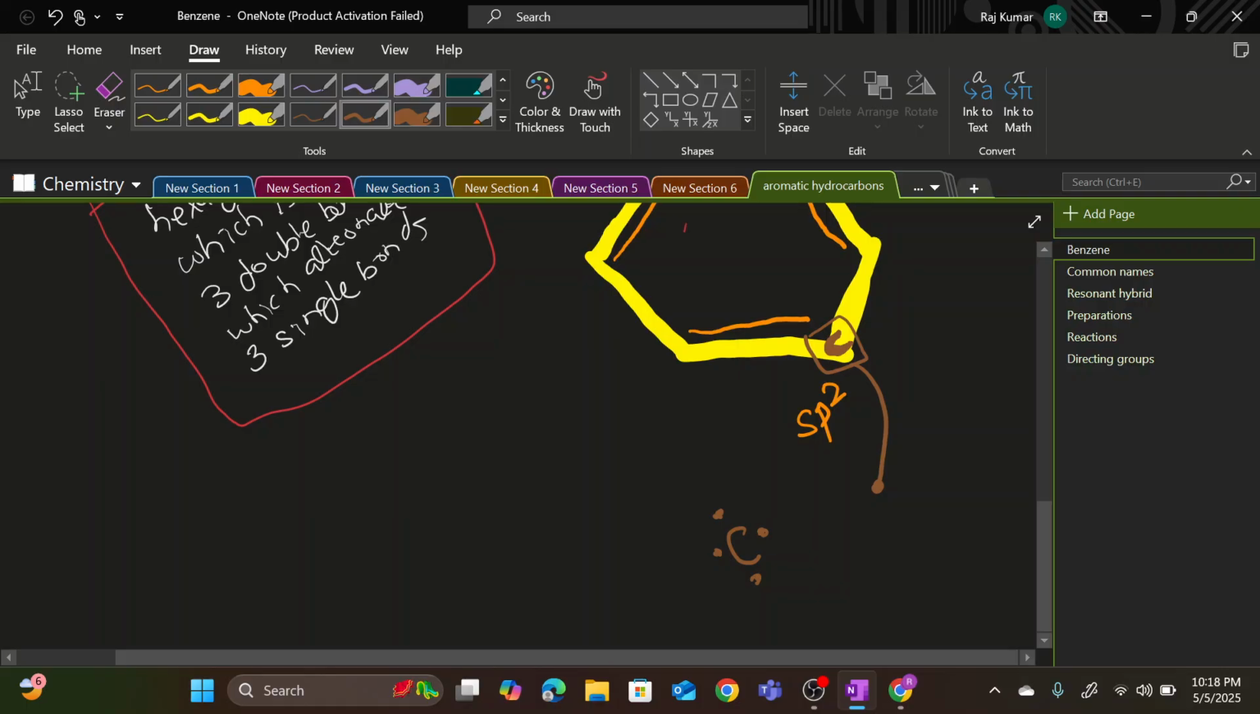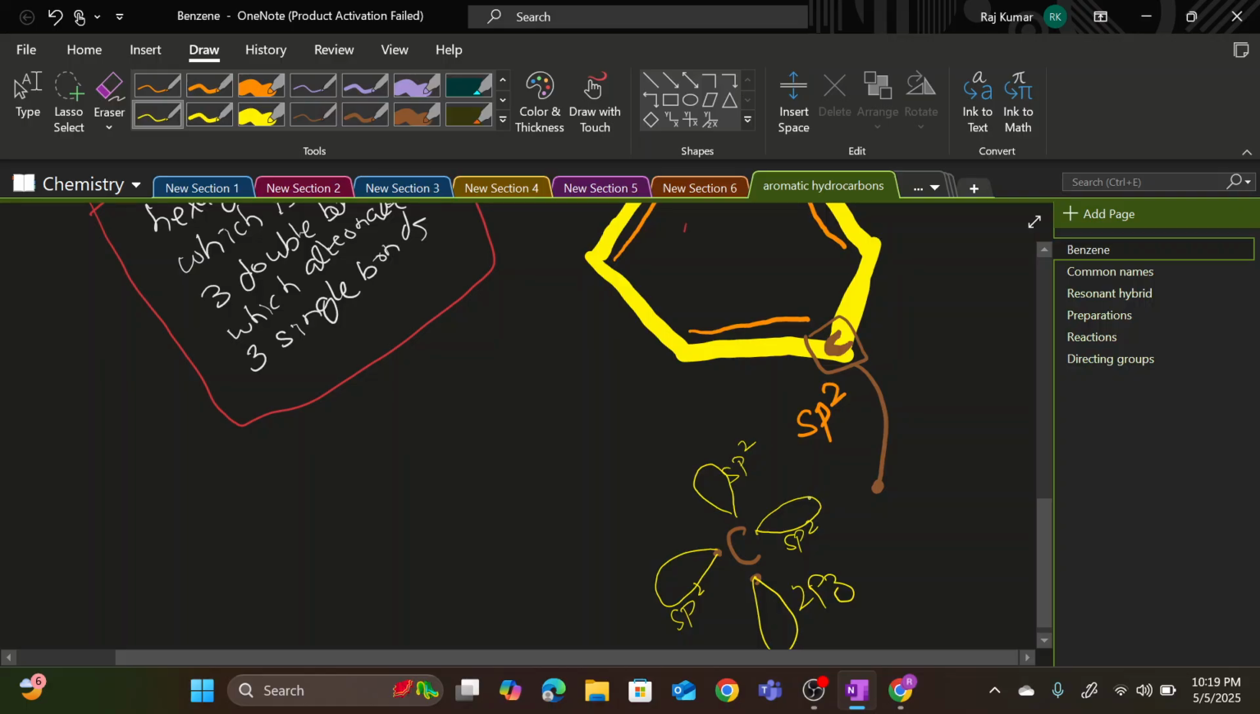Two of the electrons which are present in the S and P orbital basically undergo hybridization to form sp2 hybridized orbitals. Sorry, it's not going to be two hybridized orbitals, there will be three hybridized orbitals because it is sp2, right? So three hybridized orbitals, this is sp2, this is sp2, this is sp2, and one orbital which is 2pz orbital which forms a pi bond.